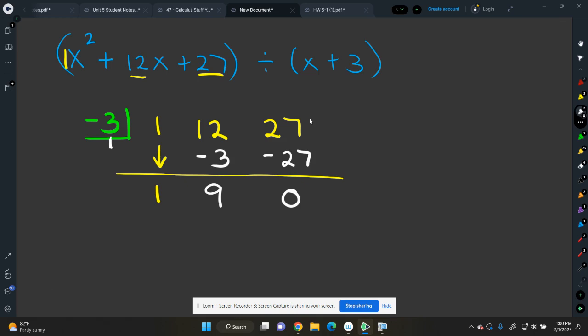X squared plus 12x plus 27 divided by x plus 3 equals, right? This started out as an x squared. We always go 1 less in the exponent. So this is 1x plus 9. Yes, you can write 1x. That would be fine. That's perfectly fine. Okay.